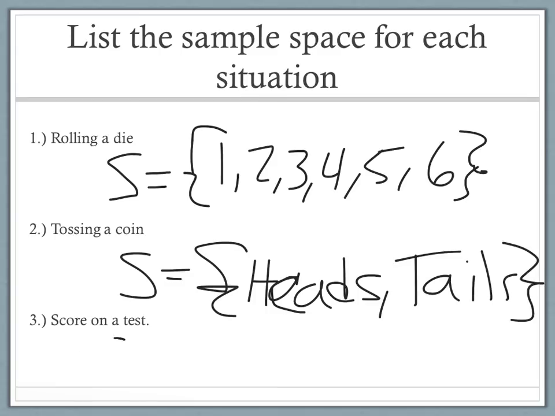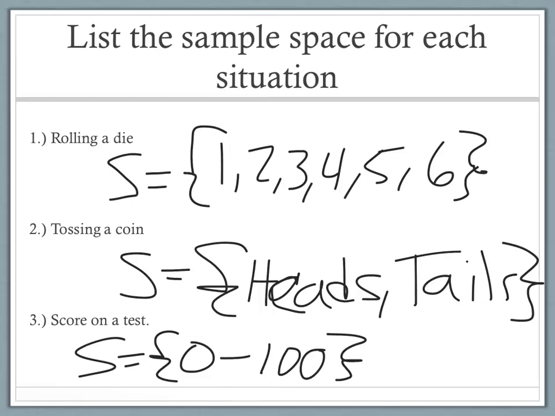And for a score on a test, S equals, well, if I get a test score, we can go from getting a 0 all the way to getting a 100%. I use the dash there because it tells me that it can be anything in between. Technically, we could get something like a 75.5%. So it's anything in between 0 and 100.